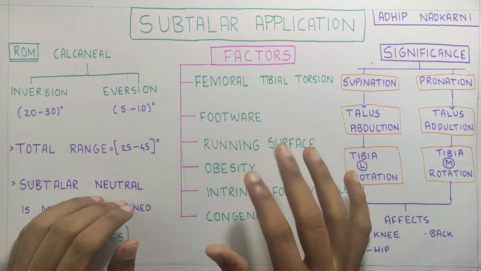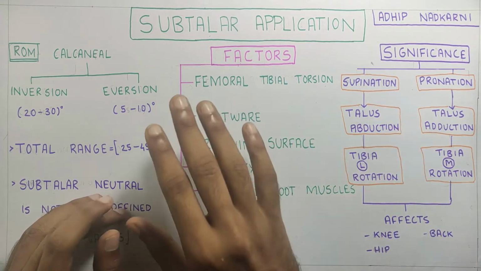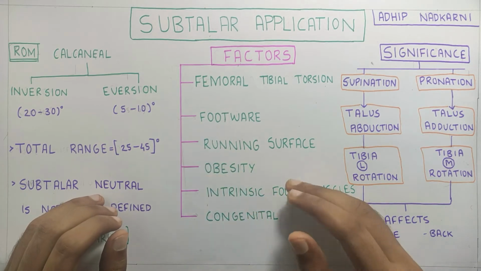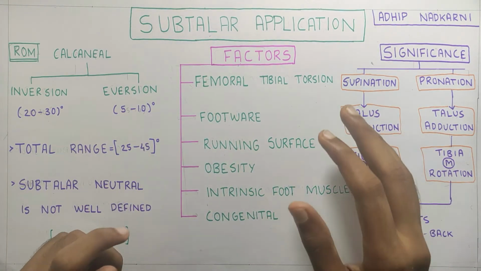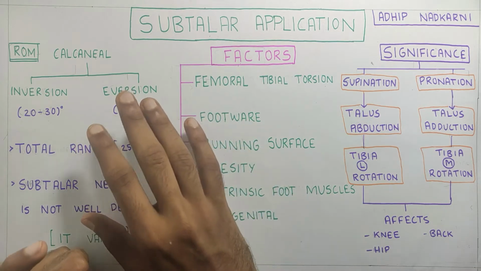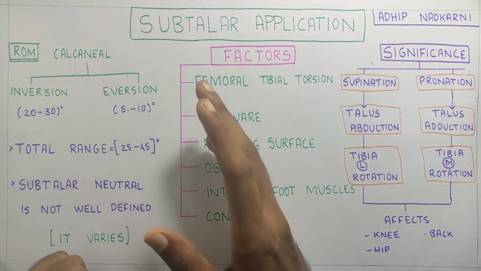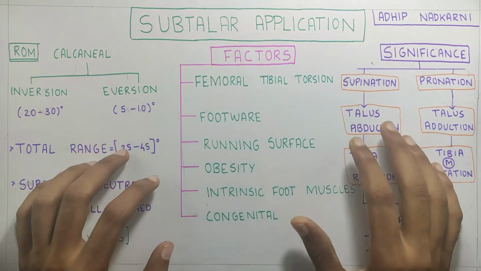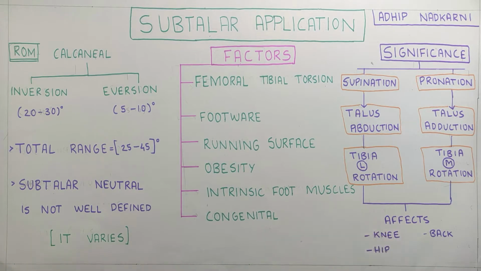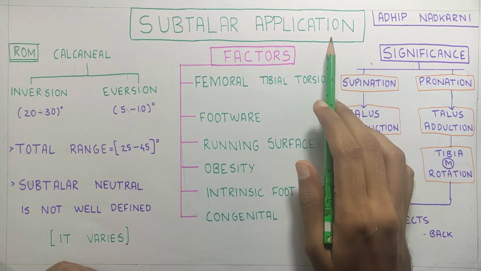Now, before I start this topic, I suggest you check out my other videos on the ankle. It is a series, so you have to go in order to understand this topic. Check out the series where I've talked about the ankle joint first, that is the talocrural joint. Then we talked about the subtalar axis, the structure, and how subtalar motions take place. And now this is the application part. So in this video, we are going to talk about the subtalar joint application.